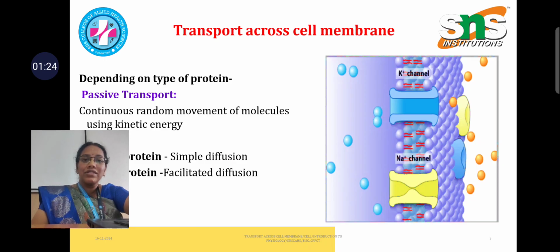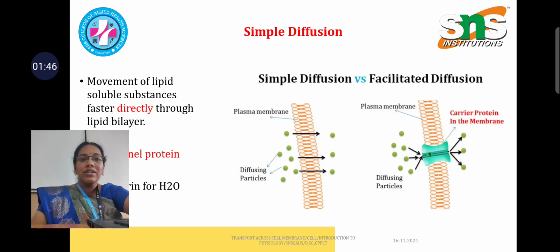The transport across the cell membrane also depends on passive transport, where there is a continuous random movement of the molecules into a cell using kinetic energy. In that case, you are seeing simple diffusion and facilitated diffusion. In simple diffusion, the diffusion takes place through the lipid layer, whereas in facilitated diffusion, it needs special proteins for entering into a cell. In simple diffusion, lipid soluble substances move directly through the lipid layer.